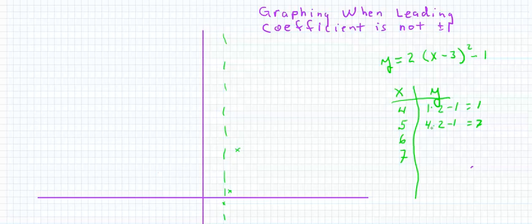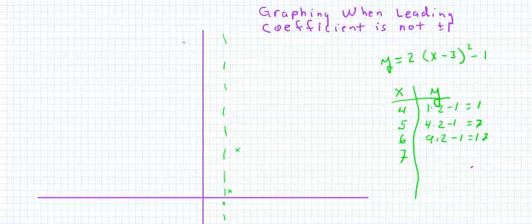6 minus 3, 3 squared is 9, times 2 is 18. So 9 times 2 is 18, minus 1 puts me at 17. So I go over 3. Instead of going up 3 squared is 9, I'm going up 18 from this point. 1, 2, 3, 4, 5, 6.